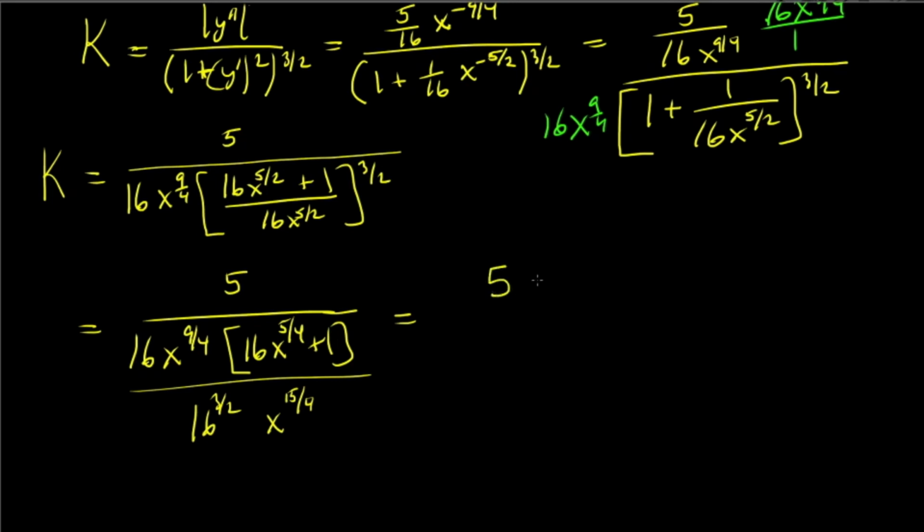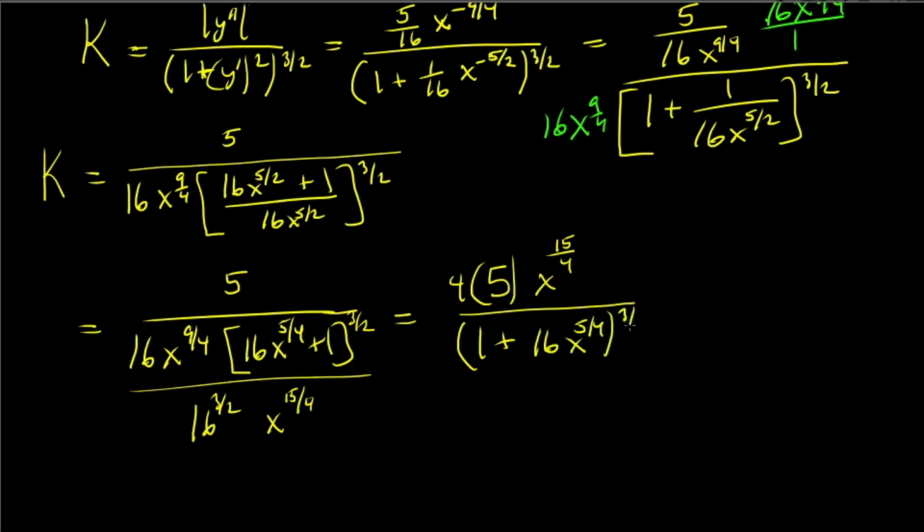So that goes on top. We get 5x to the 15 over 4, whatever that is, divided by, so I think the 16 to the 3 halves divided by 16, you just get square root of 16, which is 4. And then over 1 plus, oh, there's still a 3 halves here, though. So 1 plus 16x to the 5 over 4 to the 3 halves. And again, I'm only half certain this is right.